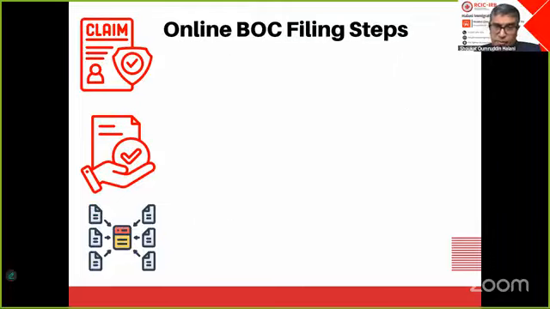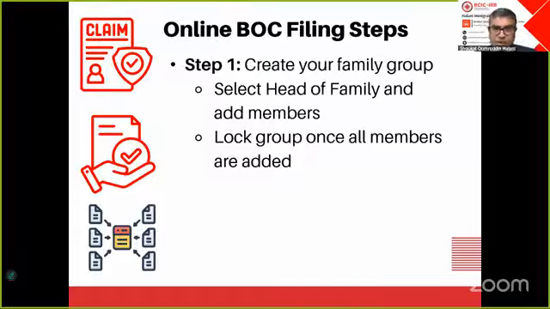And for online filing, you will have to go through these steps. Step number 1 is create your family group. Select head of family and add members. It means one person from your family would be the head of family in the refugee claim, and you will be adding other members, and then you will have to lock the group when all the members are added.